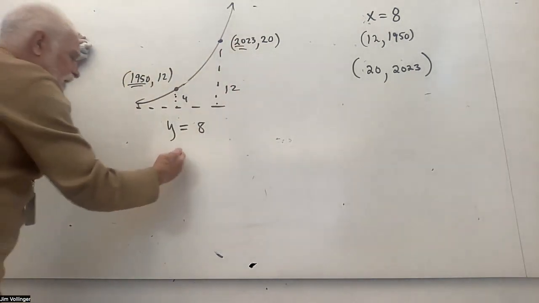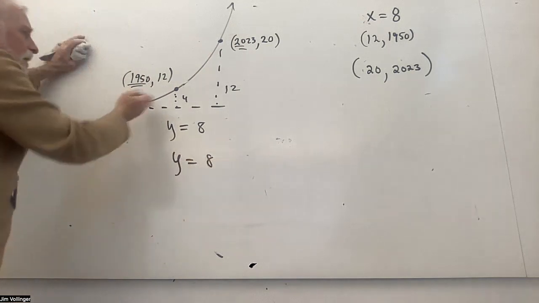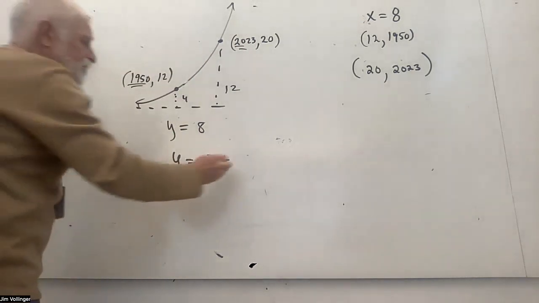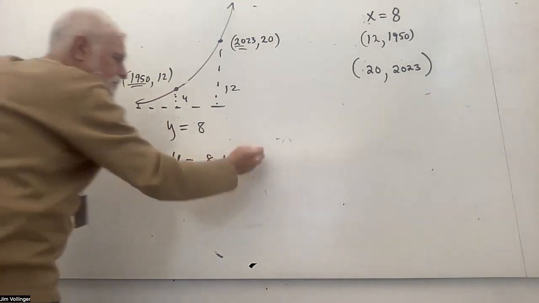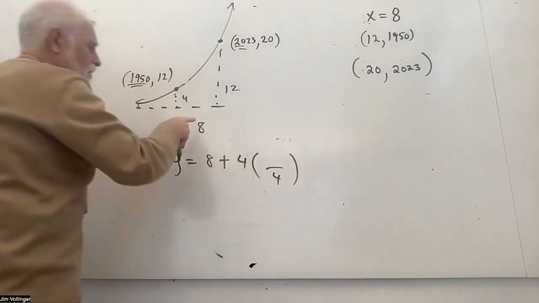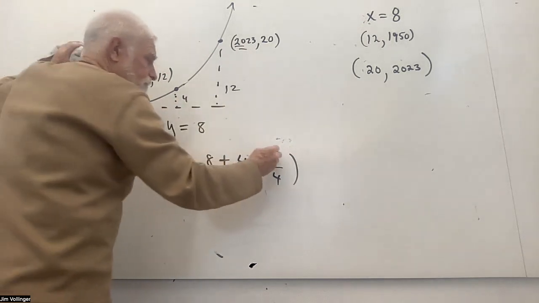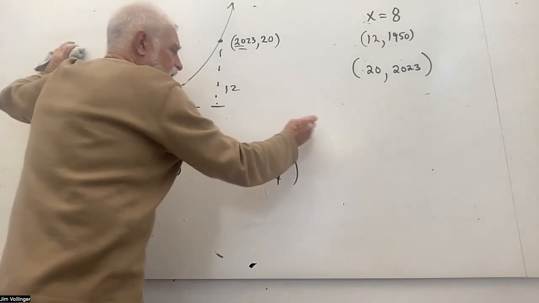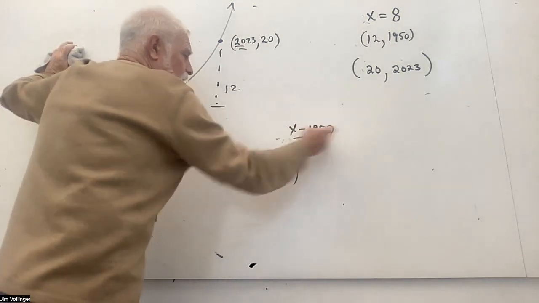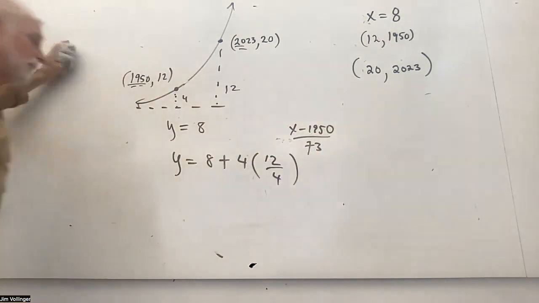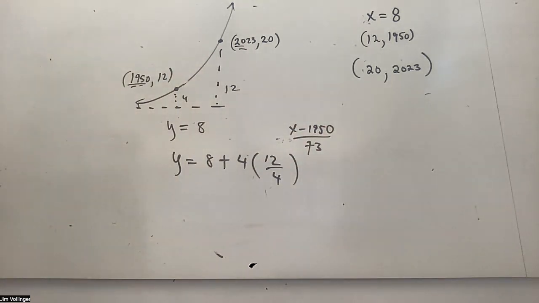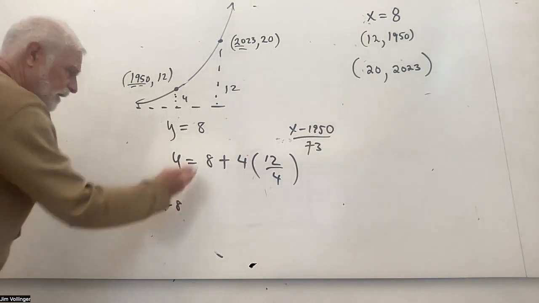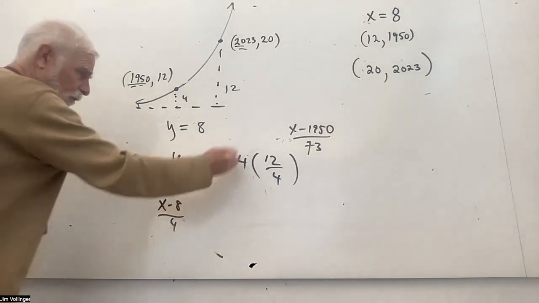All right, so y equals 8. Everything is where above 8 on the graph? Above it. It's a good sign right there. Plus, how much? 4 the first time. The next time, not 4. The next time, 12. There's our tripling differentials. I'm going to make a 0 out of 1950, x minus 1950, and every 73 years. There we have it. The inverse of this should be x minus 8 divided by 4.